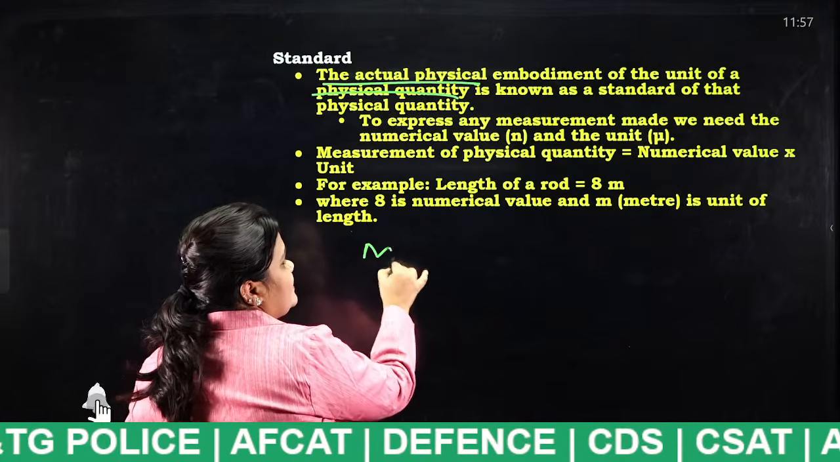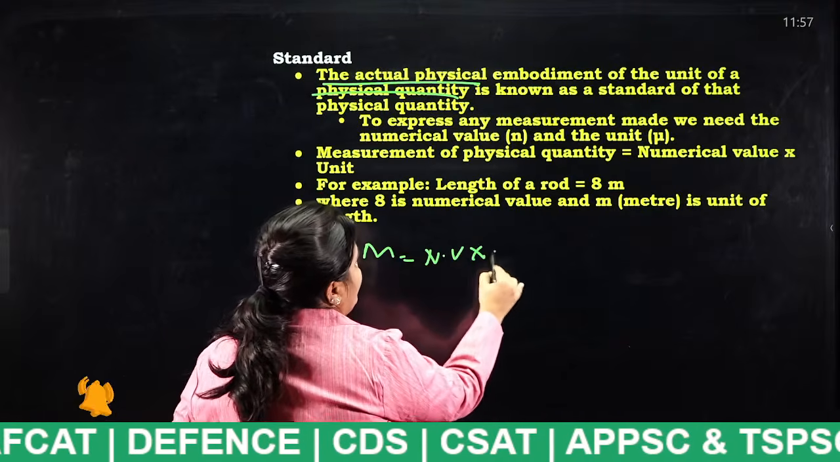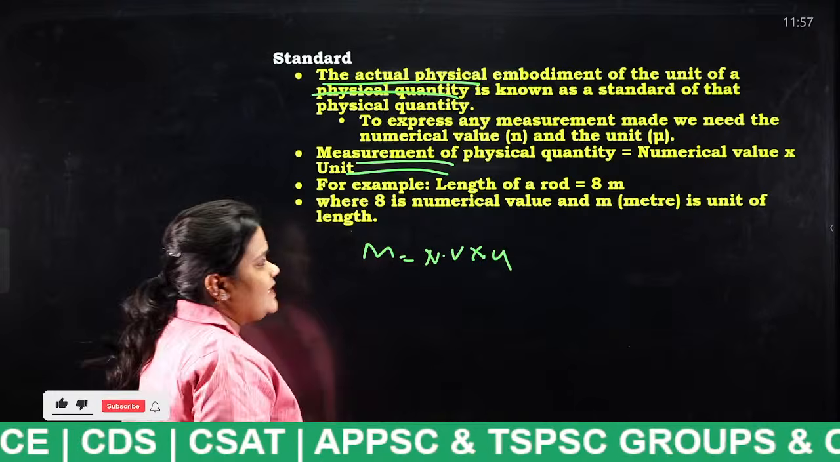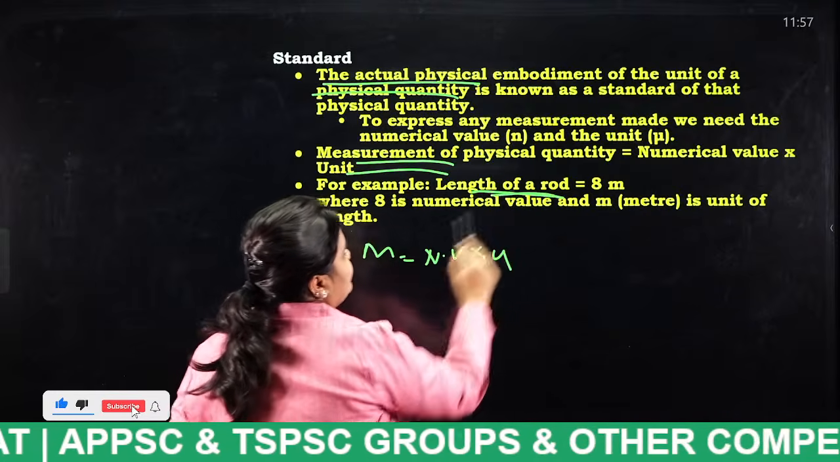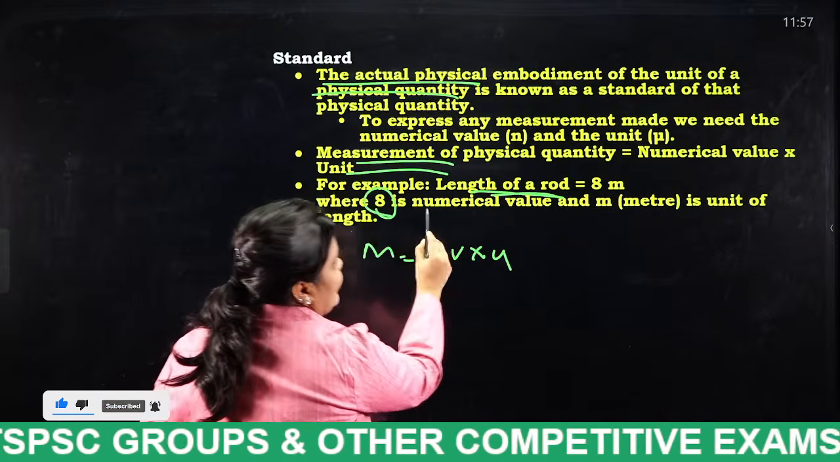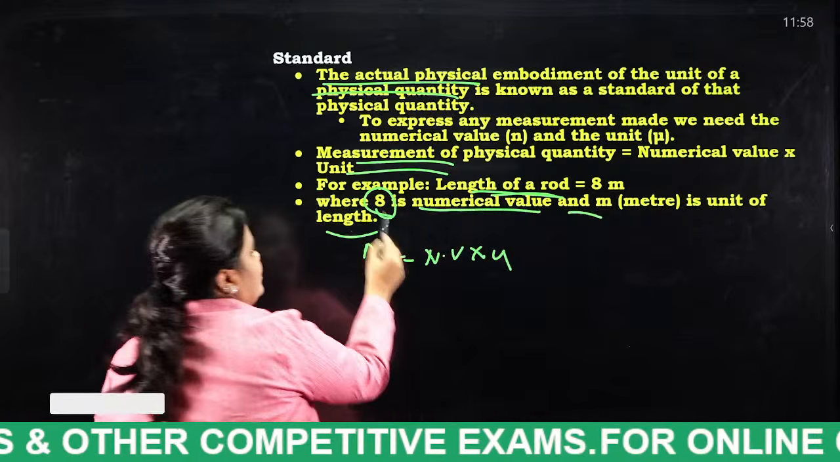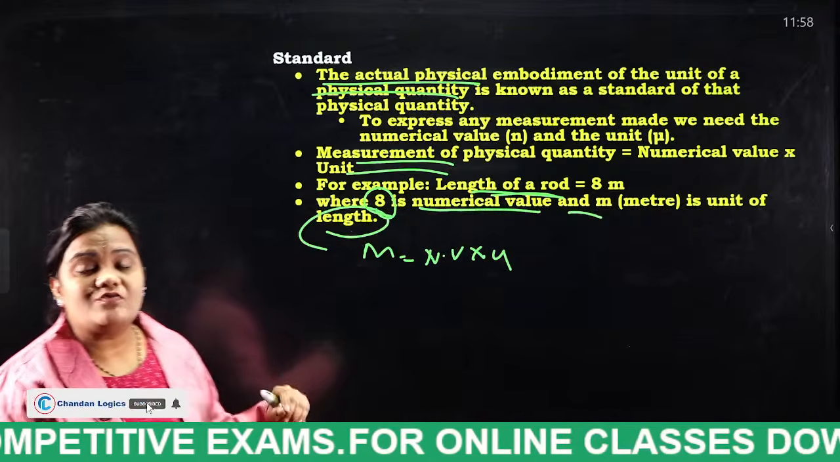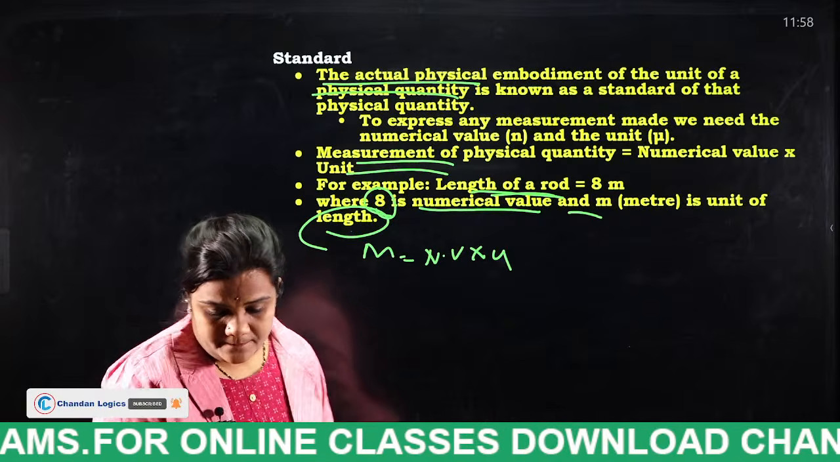For example, as I told you just now, measurement is equal to numerical value times unit. For example, the length of a rod is equal to 8 centimeters, where 8 is the numerical value and cm is the unit. This numerical value is known as what? Magnitude.